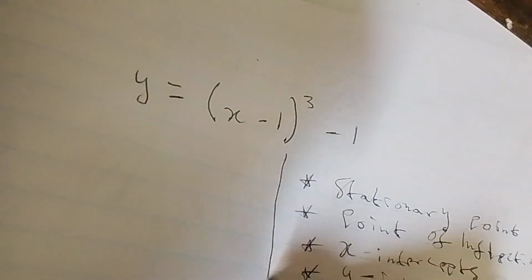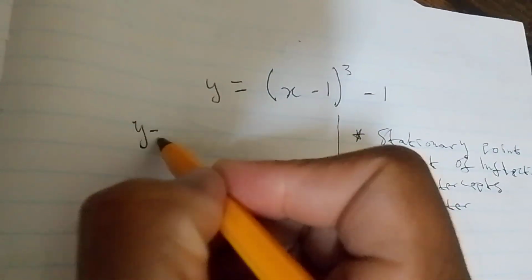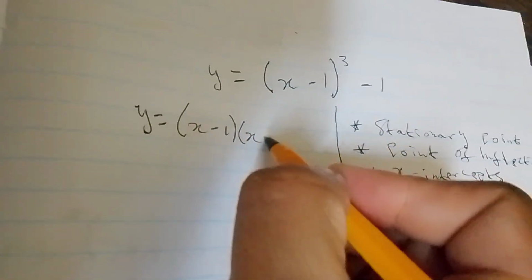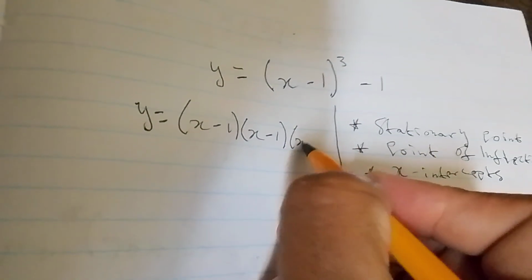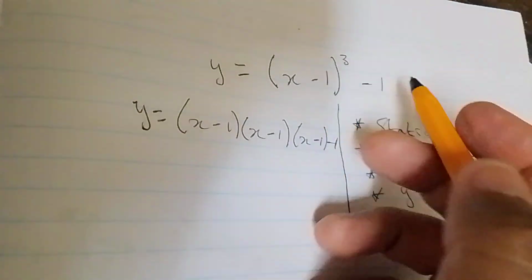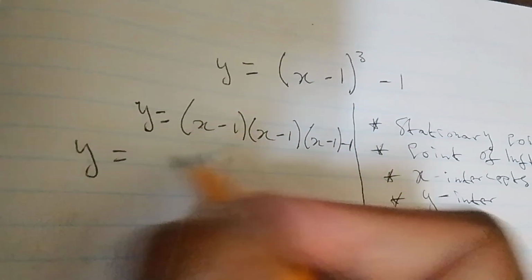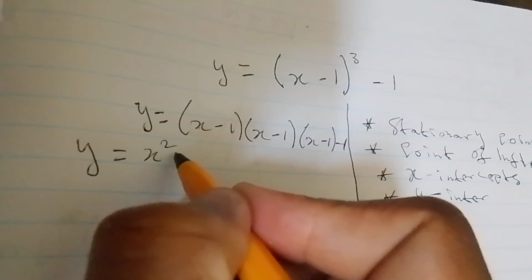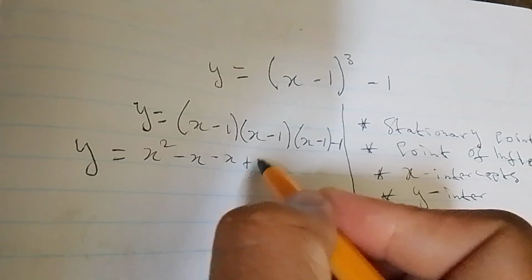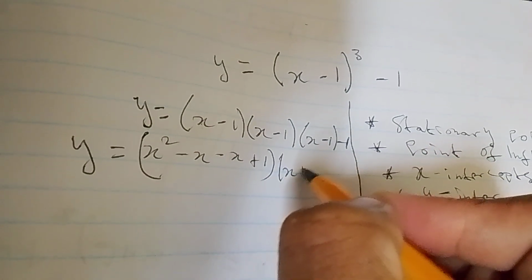Look at this one. With this equation, I can multiply it out. Remember, this equation is the same as x minus 1 times x minus 1 times x minus 1, minus 1, because there are three of these. When we are multiplying this, x times x is x squared, x times negative 1 is negative x, x times negative 1 is negative x, and 1 times 1 is positive 1. So I have multiplied the 2, and then I'm left with this.